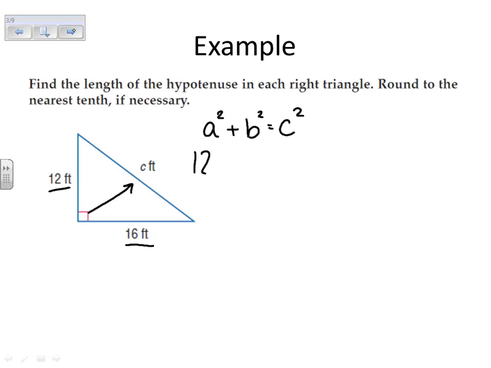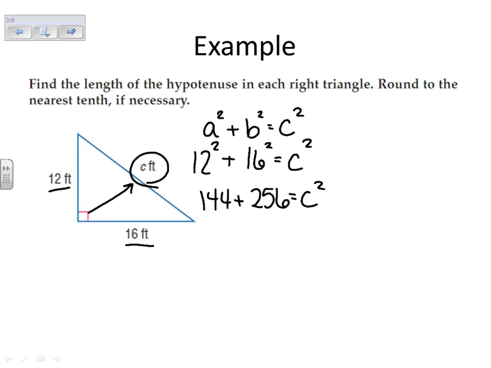So I'm going to say 12 squared plus 16 squared equals, and I'm looking for my hypotenuse c, so it's going to say c squared. So 12 squared is 144. 16 squared is 256. C squared is just c squared. 144 plus 256 is 400. And all I'm doing is just trying to solve for c. Okay, now I'm at 400 equals c squared.